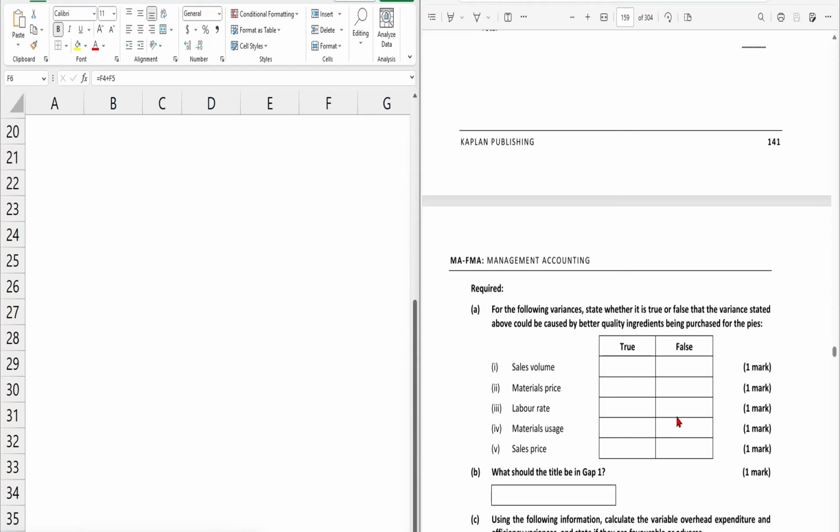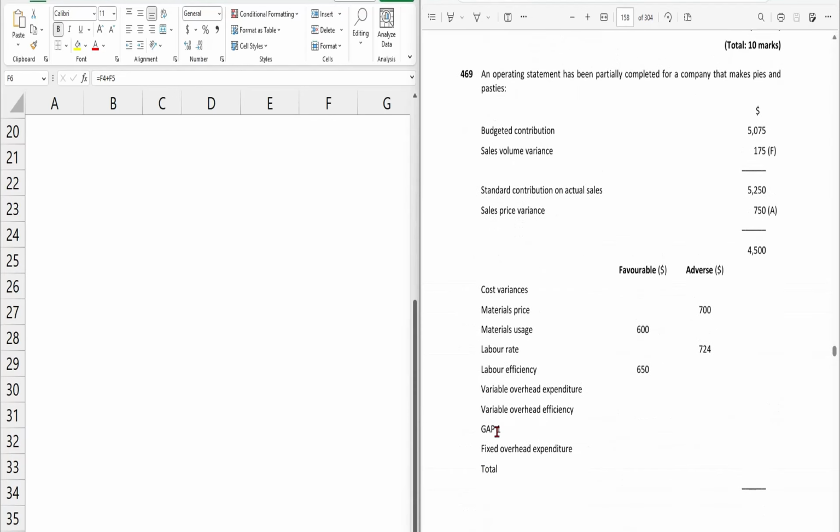Now, the next question is: what should be the title in gap one? So, if we are using the marginal costing system to prepare the operating statement, you might see we first take the budgeted contribution, right? Then sales price variances, then cost variances, and after netting off all these, it will give us the actual contribution. Then after we deduct the fixed overhead variances, we calculate the actual profit. So gap one is related to your actual contribution.